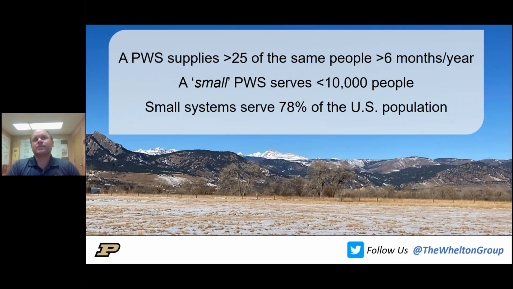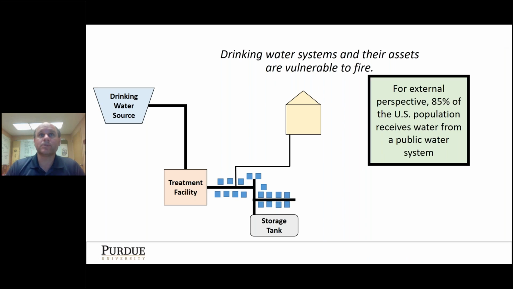So in the US, public water systems, or those that are regulated, supply 25 of the same people for 6 months of the year, and a small public water system serves 10,000 people or less. Some of the systems that were damaged in fires in the US, of course, serve like 300 people or 1,000 people. So these are generally very small systems, and I'm sure there are some similarities in Canada. In the US, small systems serve about 78% of the US population. So in general, most of the US population is served by these small systems.